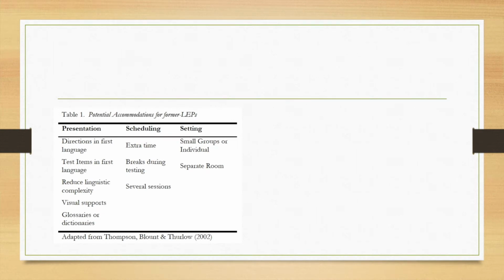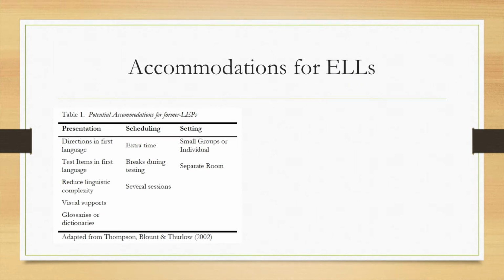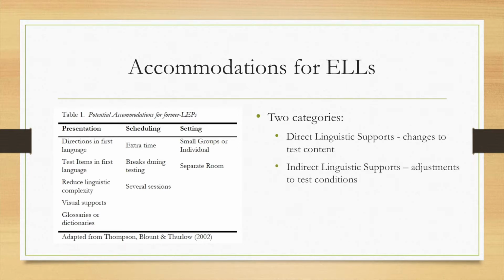The literature mentions several accommodations that are available to support English language learners. They are divided into 2 categories: direct linguistic support, and indirect linguistic supports. Direct linguistic supports are changes made to the test content, and indirect linguistic supports are changes made to the testing conditions. The table on the left shows some potential accommodations for ELLs, which we'll talk about later. These can be divided into presentation, scheduling, and setting accommodations.